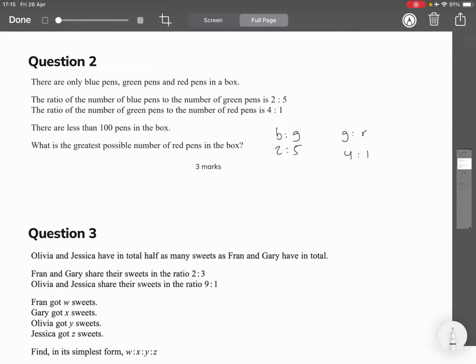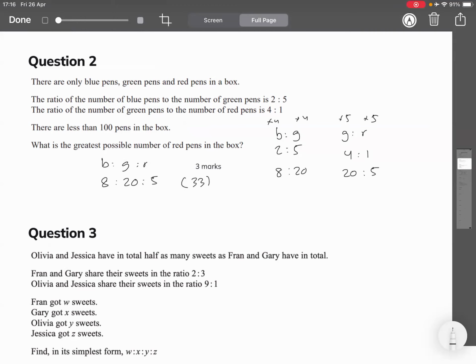I have to do this whole ratio times by 4, and this whole ratio times by 5. So then I basically get 20, 8, 20, and 5. And then I can combine them. I can get blue, green, red: 8, 20, 5. How much is that in total if you add them up? 20 plus 8 plus 5 is 33.